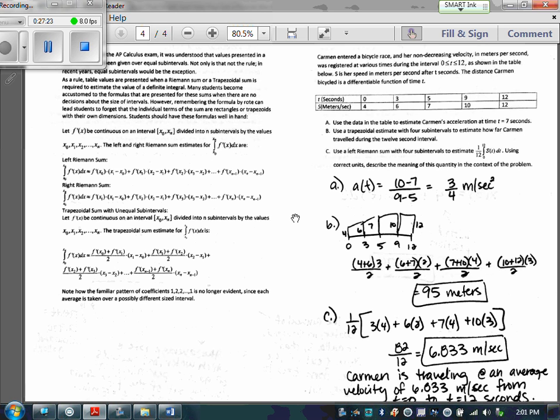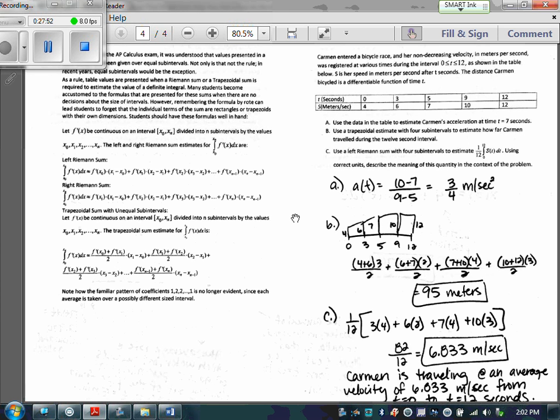So using left endpoints, what is the base of my first rectangle? 3. What is the height of my first rectangle? 4, because I'm using the left endpoint. What is the base of my next rectangle? 2. What is the height of it? 6, because I'm using the left endpoint. So keep going. Base 1 plus base 2, base 1 plus base 2, base 1 plus base 2.